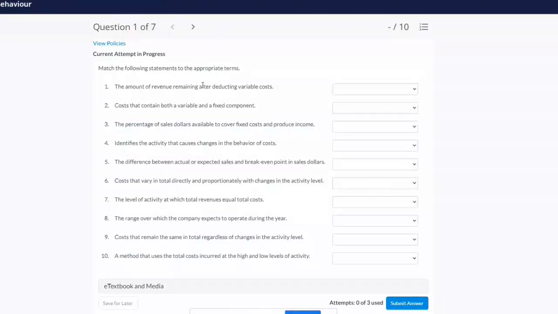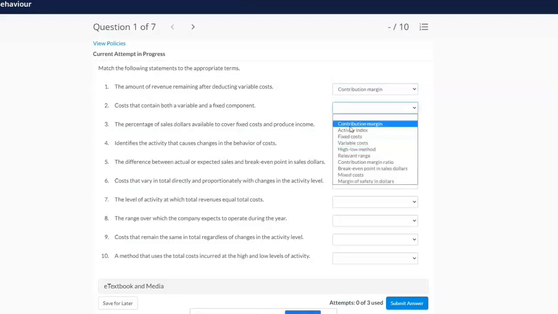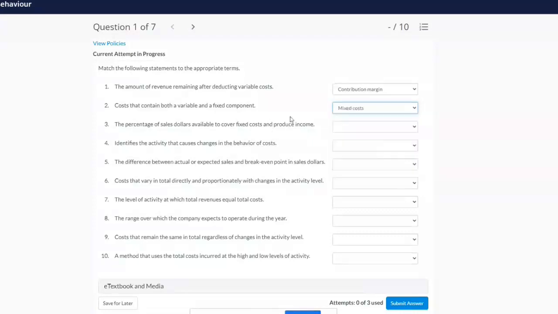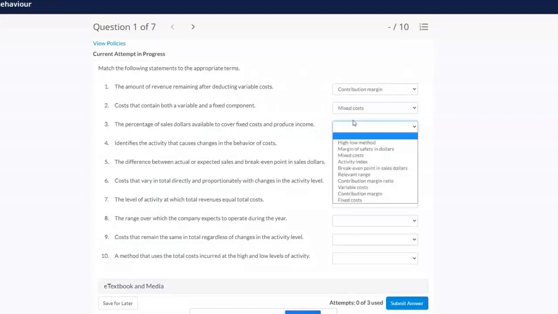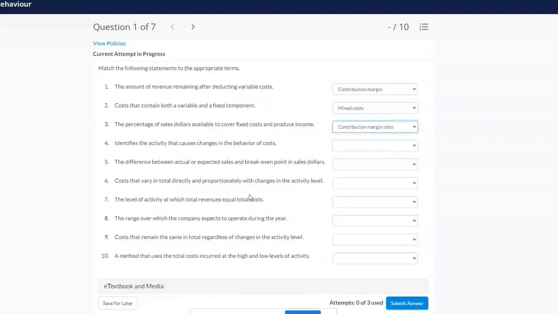Okay, match the following statements to the appropriate terms. The amount of revenue remaining after deducting variable cost. Contribution margin. Very good. Costs that contain both variable and fixed cost. Mixed cost. The percentage of sales dollars available to cover fixed cost and produce income. This is contribution margin ratio.